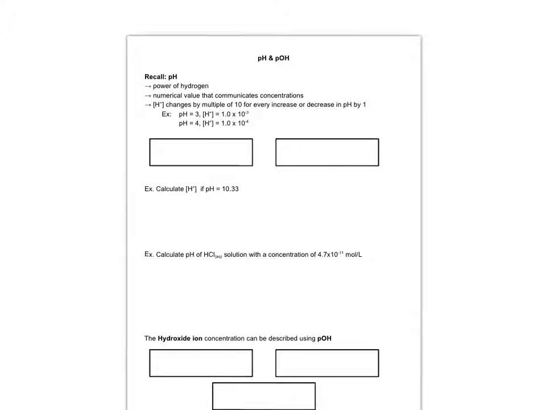So just remember from grade 10 and from grade 11 chemistry that pH really means the power of hydrogen. It's a numerical value that communicates concentrations, and when we move one number in the pH scale, the concentration of the hydrogen ion is actually changed by a multiple of 10. So if you have a pH of 3, the hydrogen ion concentration is 1.0 times 10 to the negative 3, but if you move to pH 4, it becomes 1.0 times 10 to the negative 4.